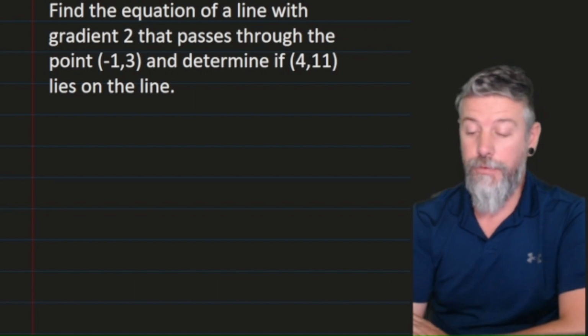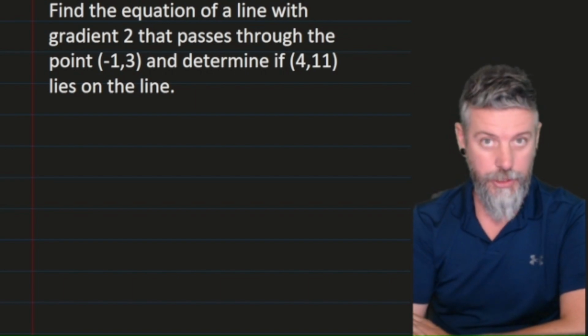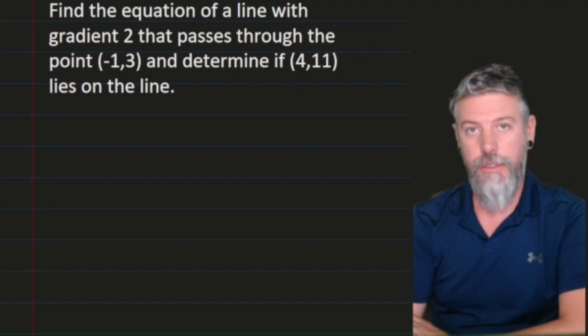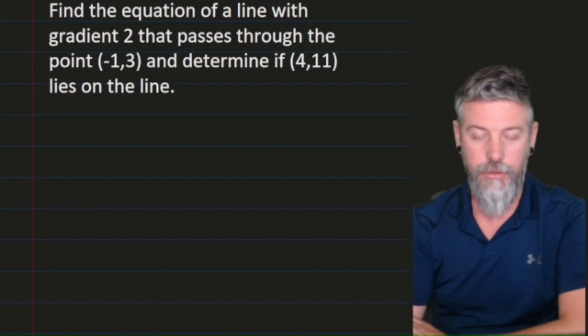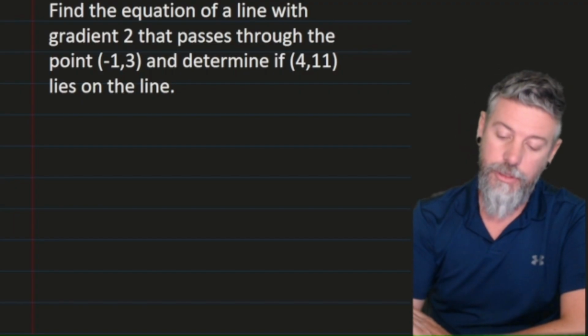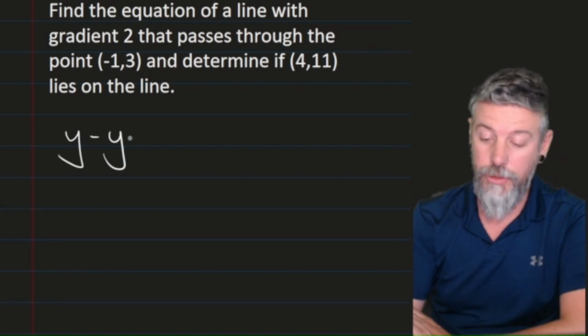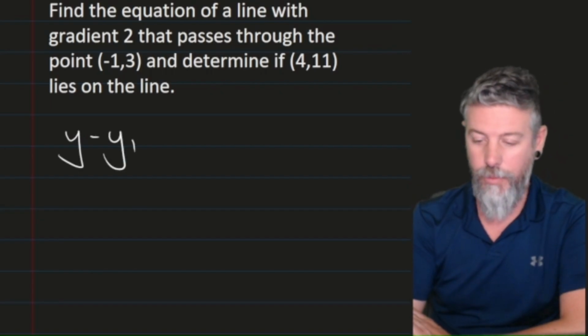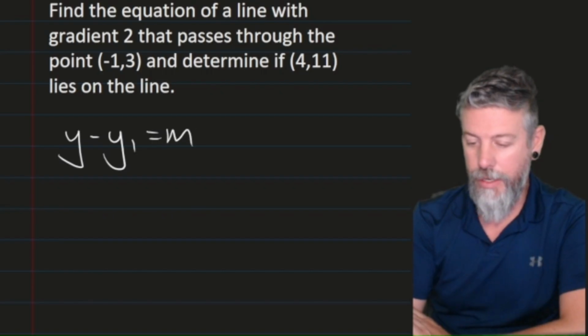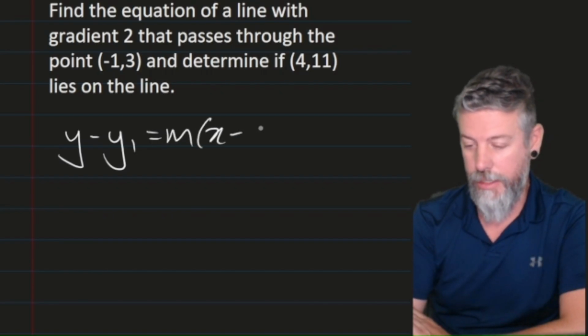So we're asked to find an equation of a line that goes through a certain point. So from this comes an equation of a line. And so the equation of a line that we can use is y minus y1 equals m outside of x minus x1.